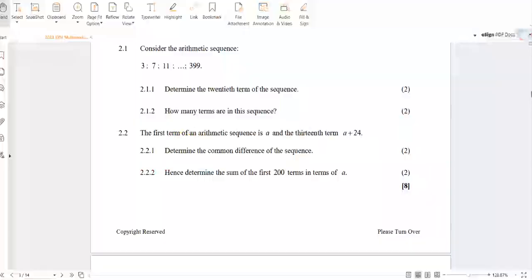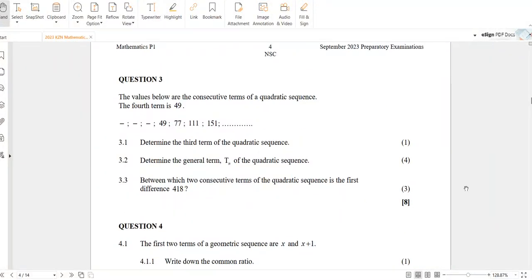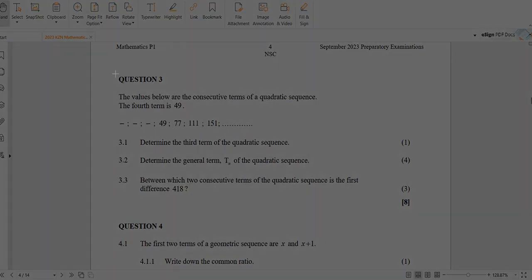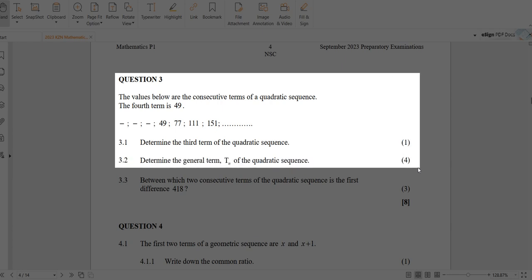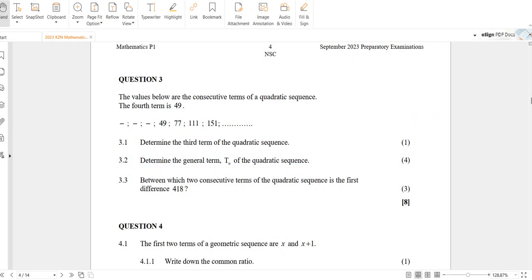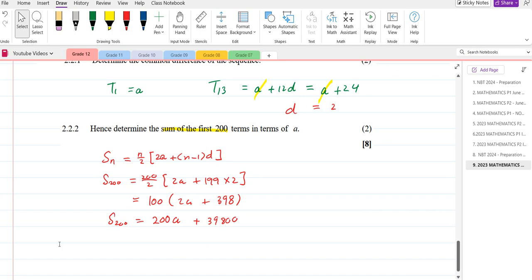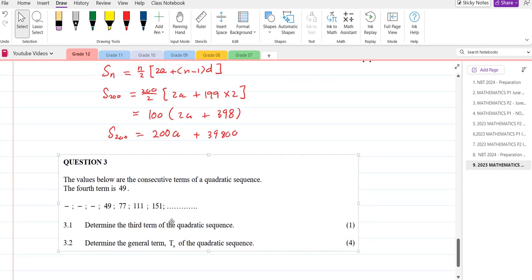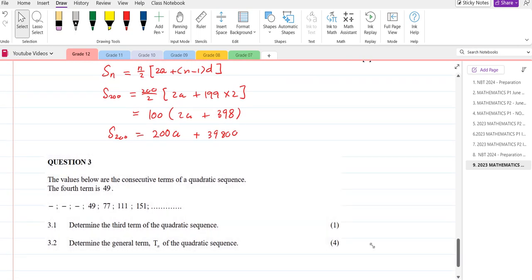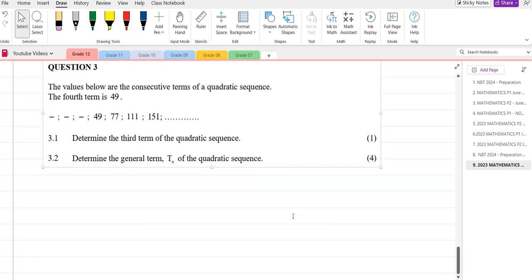Moving on to the next question, which is question 3. The values below are the consecutive terms of a quadratic sequence. So we have a quadratic sequence, right? So let's see how we can solve this. Question 3.1 is pretty simple, because see what they said: the values below are the consecutive terms of a quadratic sequence. The fourth term is 49. There's no reason to tell us that. We can see 1, 2, 3, 4, 5, 6, 7.